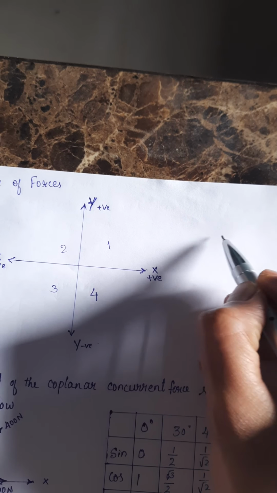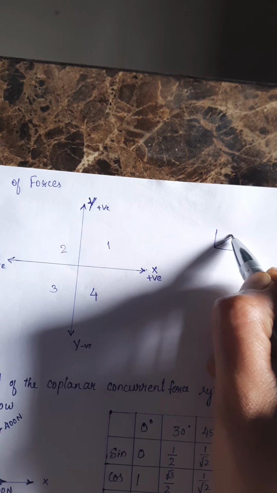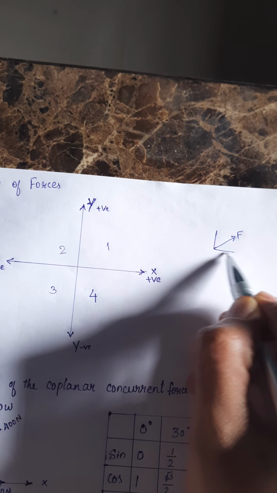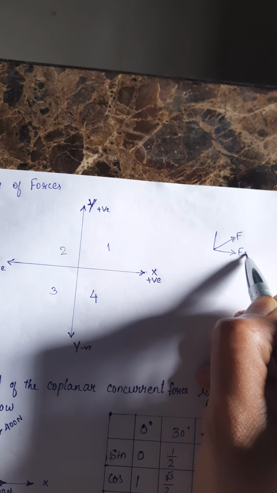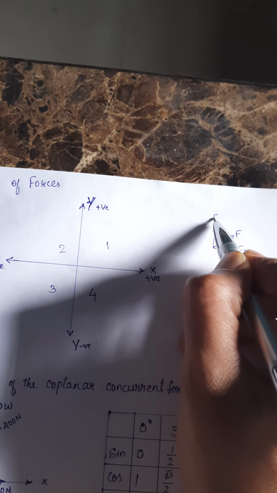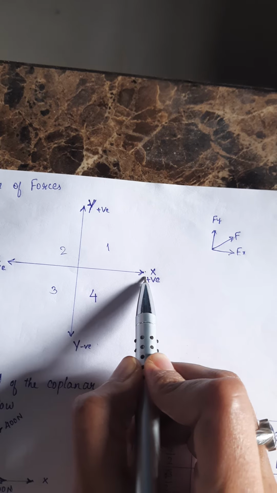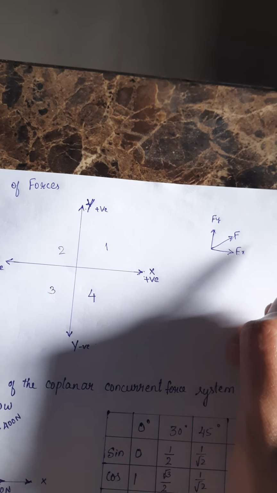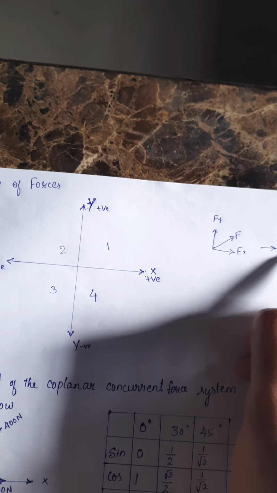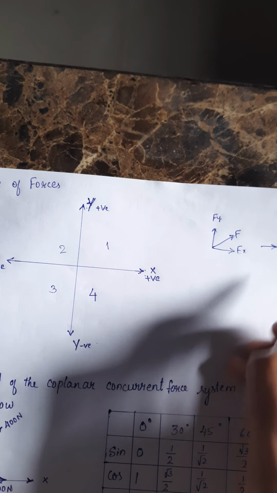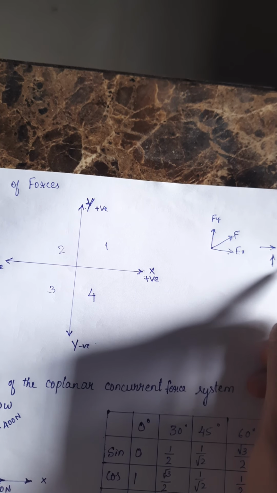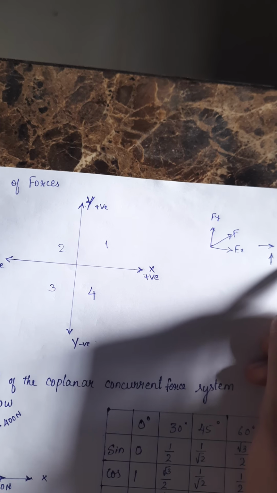See here, when we get an inclined force like this, F, the horizontal and vertical components will be like this after resolution, as it is in the first quadrant. In the first quadrant, X is positive and Y is positive. So rightward forces will be considered positive forces and upward forces will be considered positive forces.